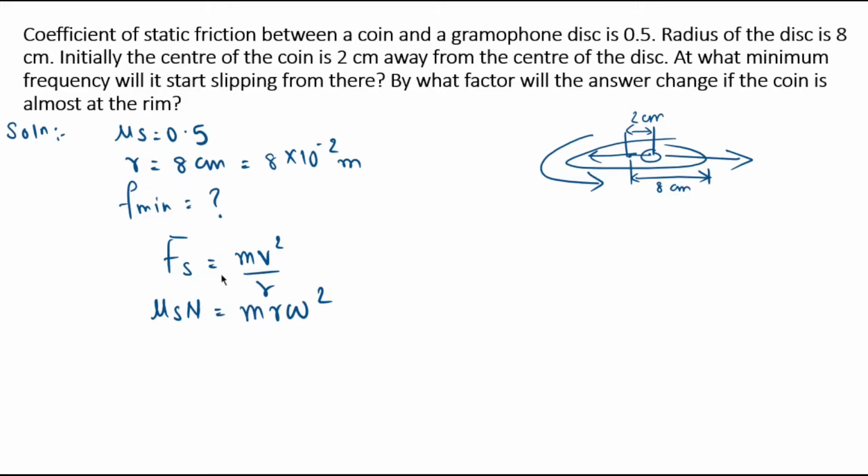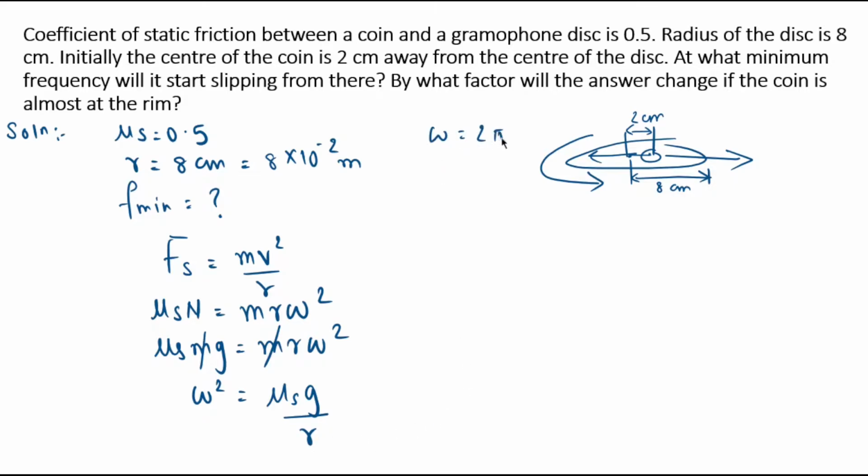So N is nothing but mg. So this will become mu s mg equal to m r omega square, right? So m gets cancelled, and omega square will be mu s g upon r. Now we know that omega is nothing but 2 pi f. So omega square will be 4 pi square f square, correct?